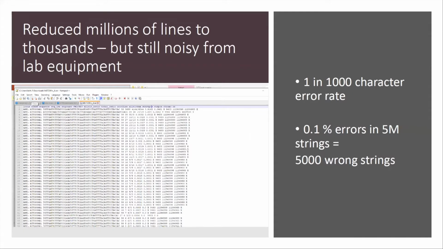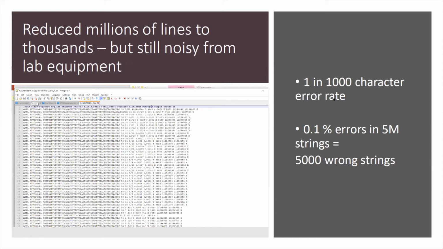And if you can see this one up on your screen now, this is showing some of that reduced data. Each line here is showing the output of each one of the genetic markers we're looking at. However, what we realized is that when we look at these data files, the laboratory equipment itself is producing errors in those strings at the rate of about 1 in 1,000 characters having an error.